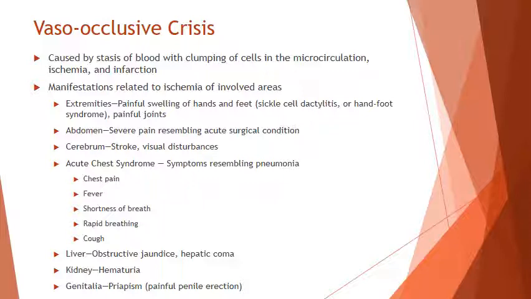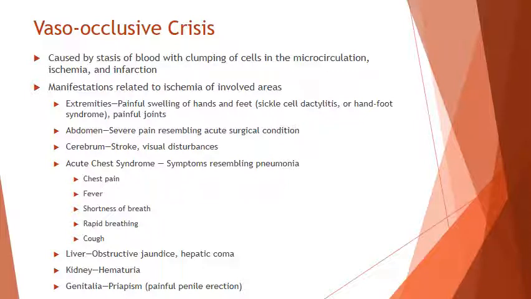The actual joints over time get necrotic and the pain gets worse with time. The abdomen, they will have severe pain resembling an acute surgical condition. It can mimic appendicitis. So it's important for us as nurses and, of course, physicians as diagnosticians to know the difference between abdominal pain due to sickle cell crisis in the abdomen and appendicitis. How does that exacerbate? So it'd be good to know the difference between those two.